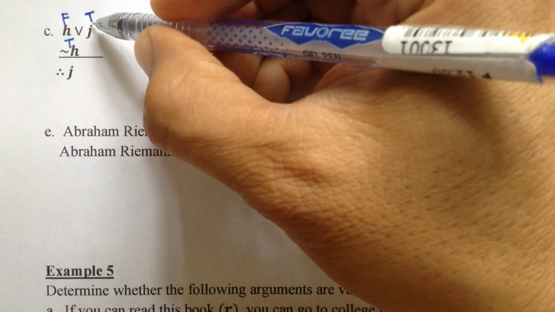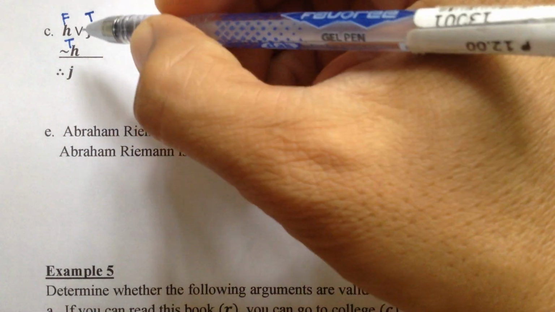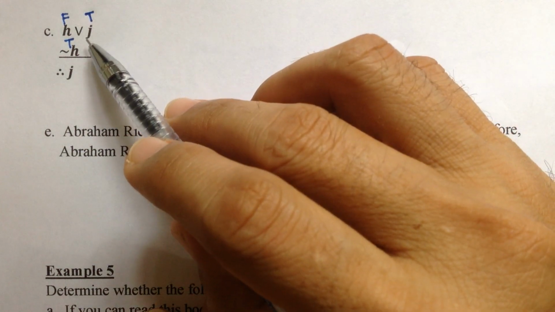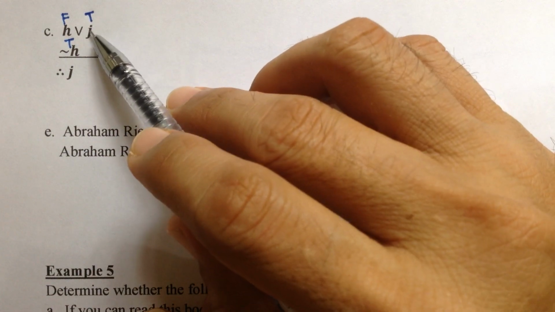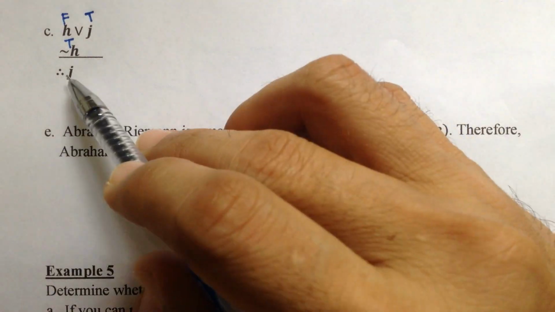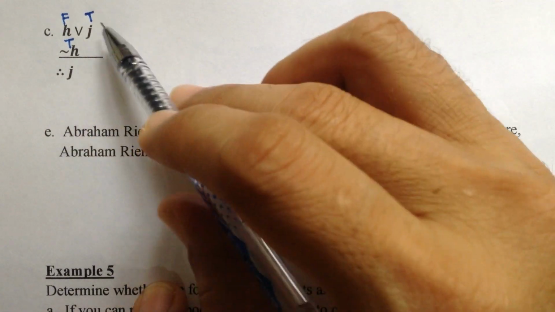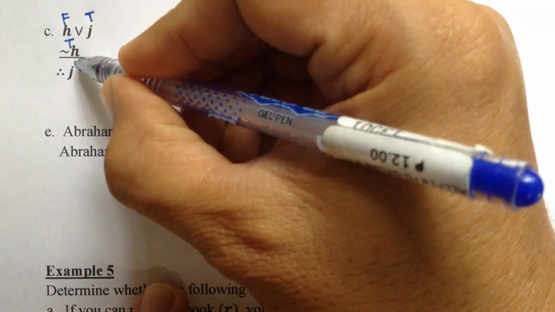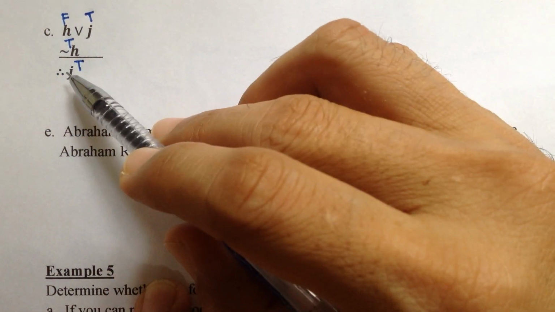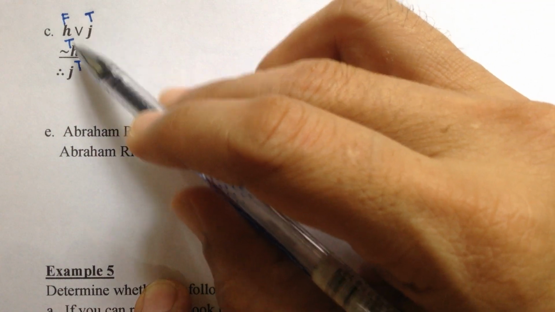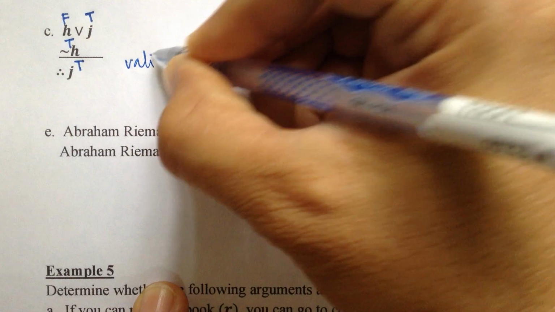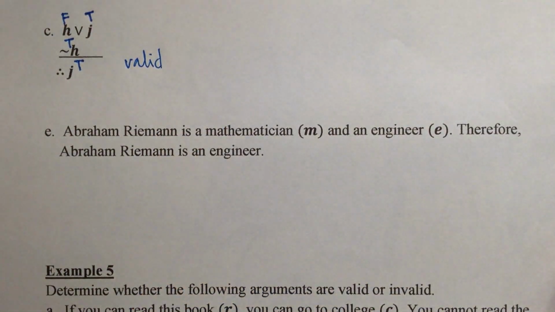Because if J is false, then your first premise is false, which is inconsistent with the idea that the premises must be true, right? So your J must be true, and your conclusion is J. Now what is J? J is true. So therefore, you have a true conclusion when your premises are true. So you have again an argument that is valid.